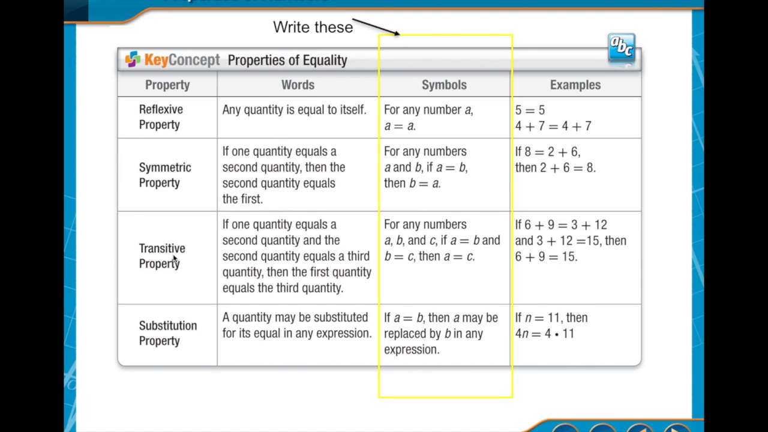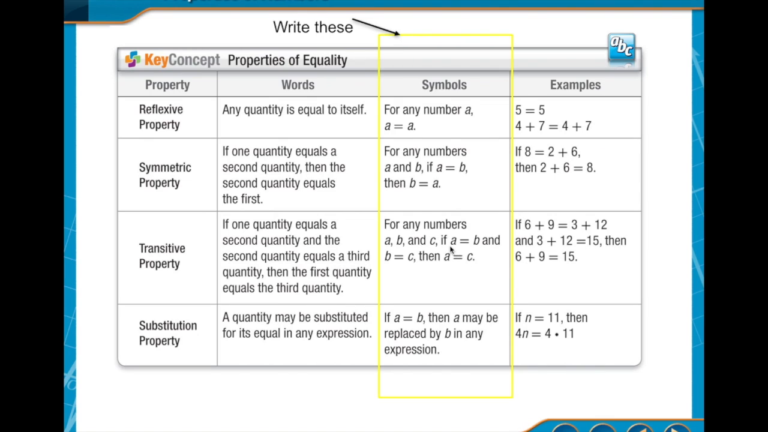The next one is transitive. So transitive, if you think about transitioning, it's moving things around. So given three numbers, if we say the first one equals the second one, and we say the second one equals the third one, then we know that the first number must also equal the third number. So let's look at an example of that. If you say 6 plus 9 equals 3 plus 12, and we also say that this term, 3 plus 12 equals 15, then we can also say the first one and the third one are also equal. 6 plus 9 equals 15.